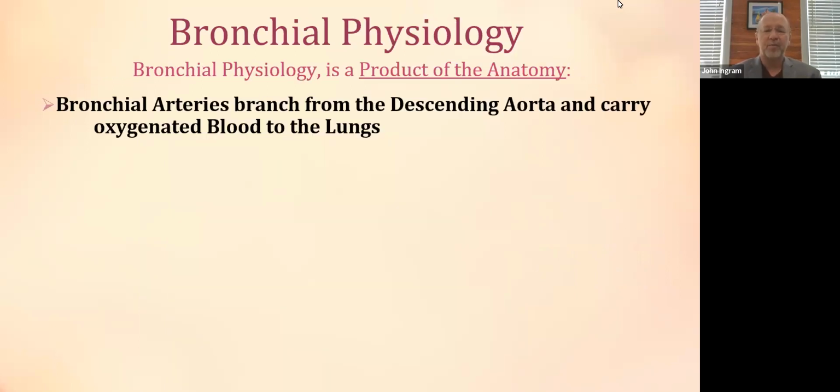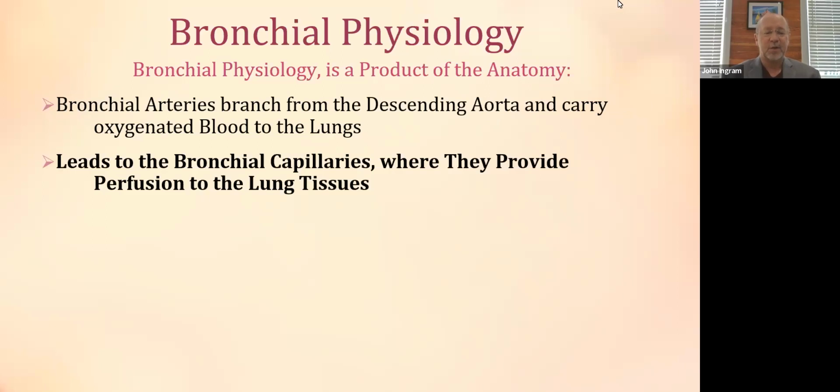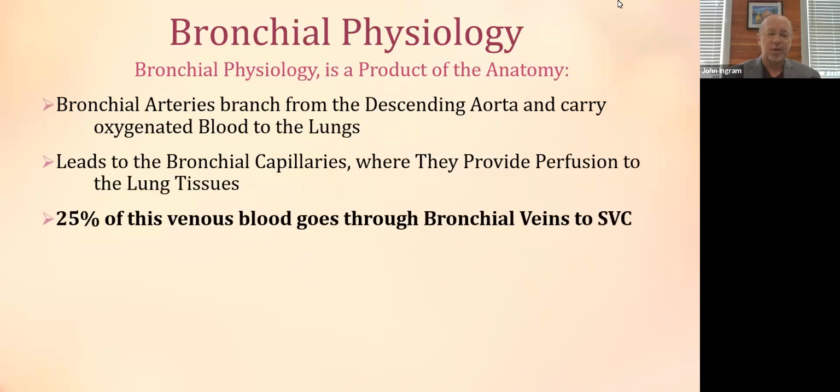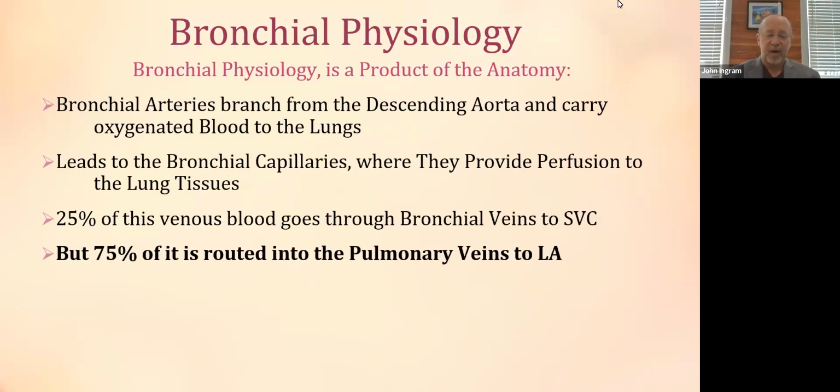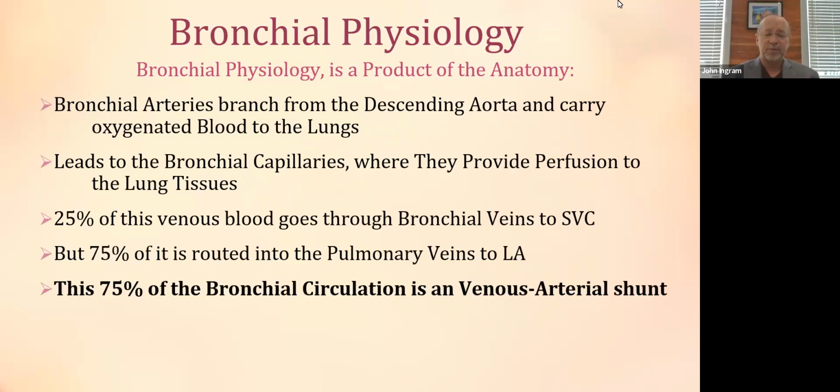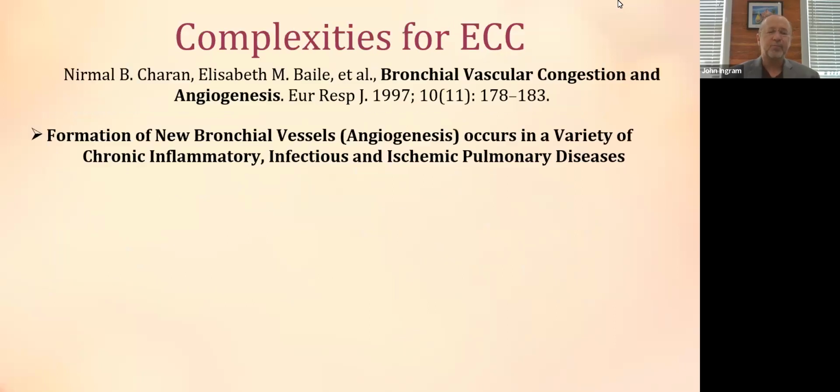Now, bronchial physiology is a product of the anatomy. As I said, bronchial arteries begin from the descending aorta. They carry oxygenated blood to the lungs, ending in the bronchial capillaries where they provide perfusion to the lung tissues. 25% of this, as I said, ends up feeding back into the superior vena cava, but 75% of the bronchial circulation is routed into the pulmonary veins and back to the left atrium. So this 75% of the bronchial circulation is a veno-arterial shunt.